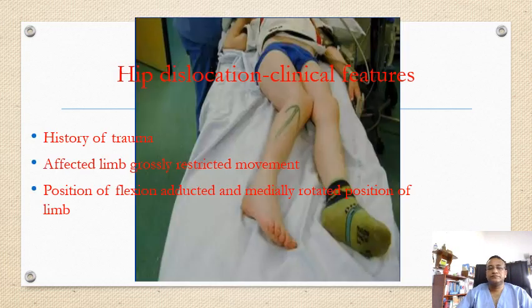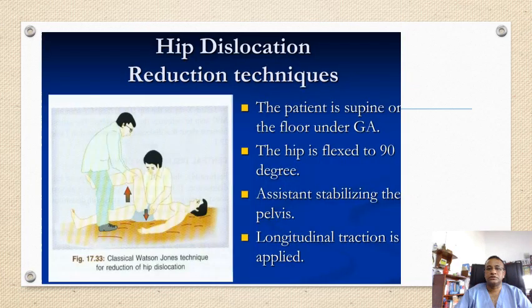So you can see in this picture, this is a pathognomonic picture of a hip dislocation. The patient's leg is held in the typical position: the affected limb has closely restricted movements, flexed, adducted and internally rotated. This is how a hip dislocation typically looks.